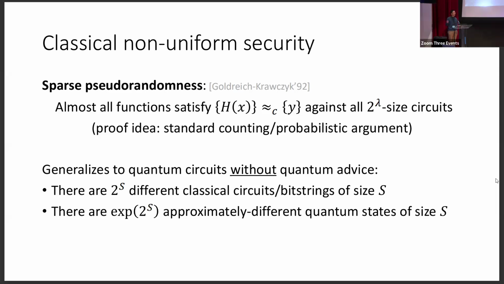But if you want to think about quantum circuits with quantum advice, then it's possible that every approximately orthogonal quantum state will behave very differently from one another. If you look at the space of all the possible quantum states of size S, the number of different quantum states is actually doubly exponential instead of single exponential. This naive strategy wouldn't work, because this exponential blow up is going to kill off your probabilistic argument.